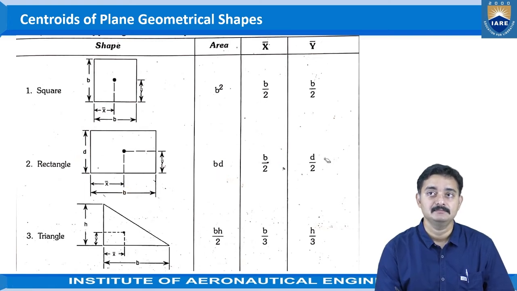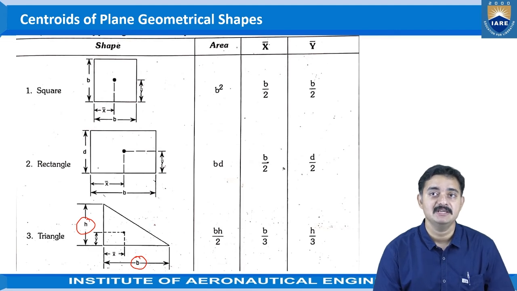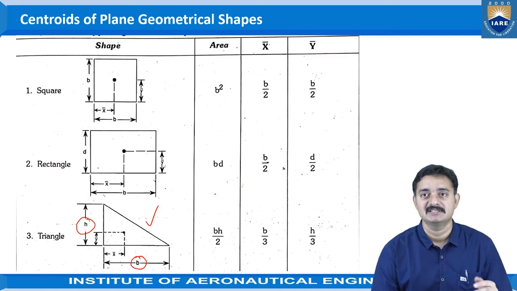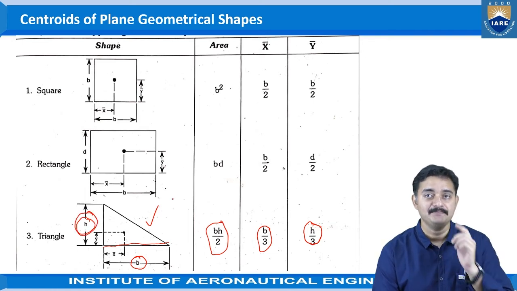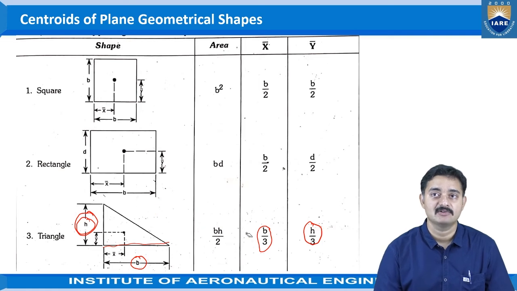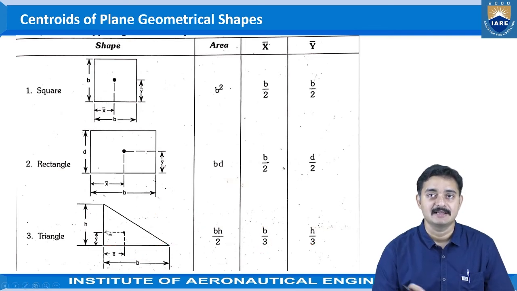Similarly, for the triangle, the size of the triangle is considered as height h and base b. For a triangle having a height of h and base b, the area is bh by 2, and the centroid's distance would be b by 3, that is base by 3 from the y-axis, and h by 3, that is the height by 3 from the x-axis. These are the coordinates of the centroid for the triangle.